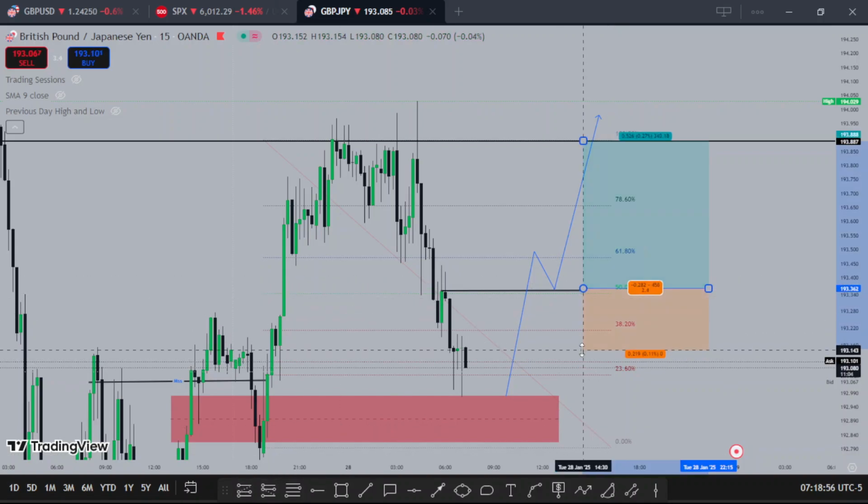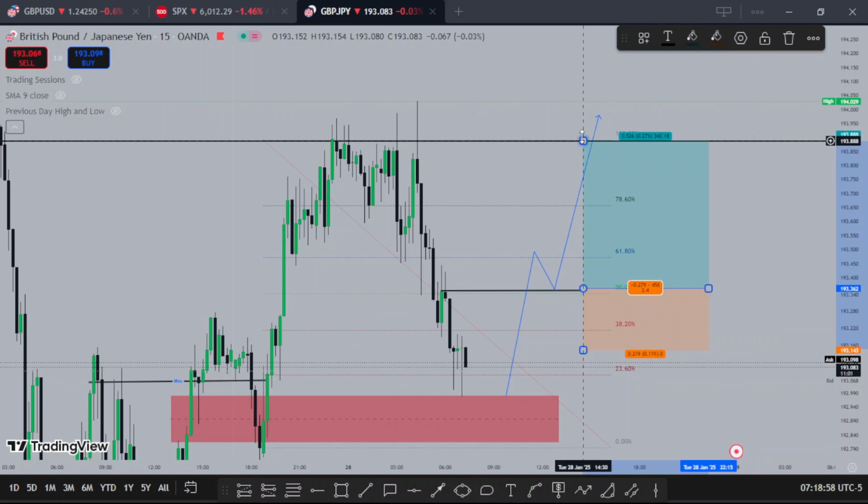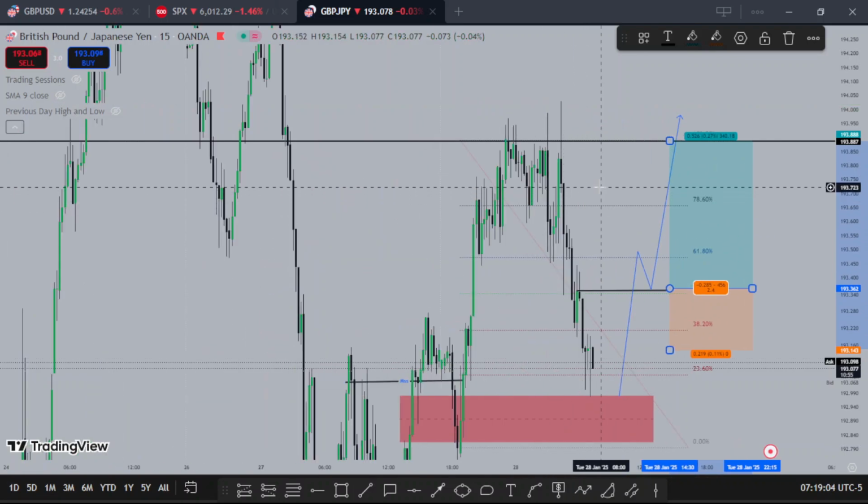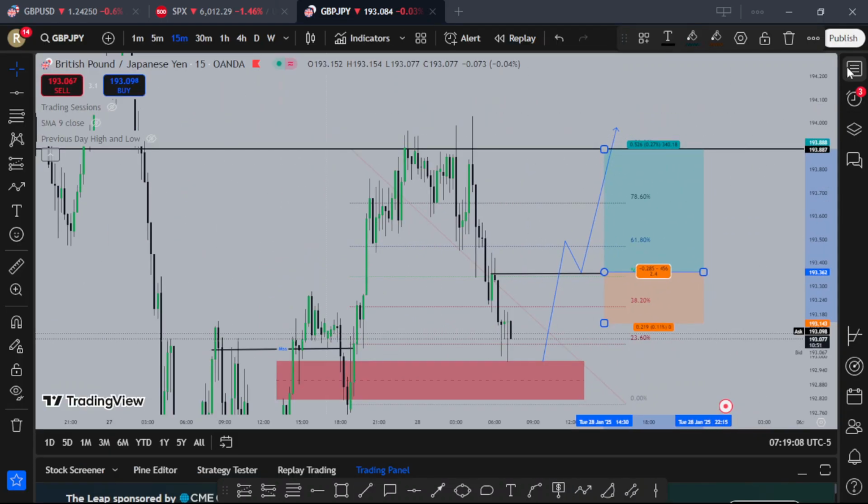Here's my stop loss maybe somewhere, and then it gives us an expansion. That's going to be my take profit. I always go for 2 risk. Okay, so that's what I see on GBPJPY.